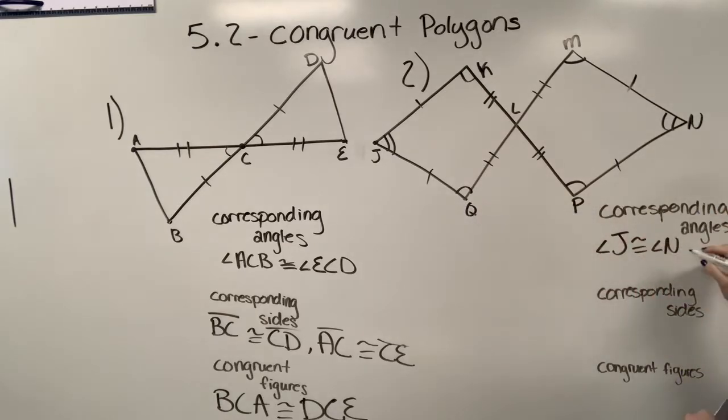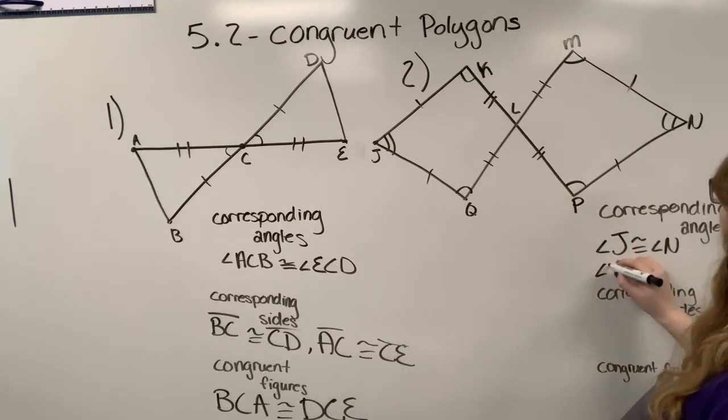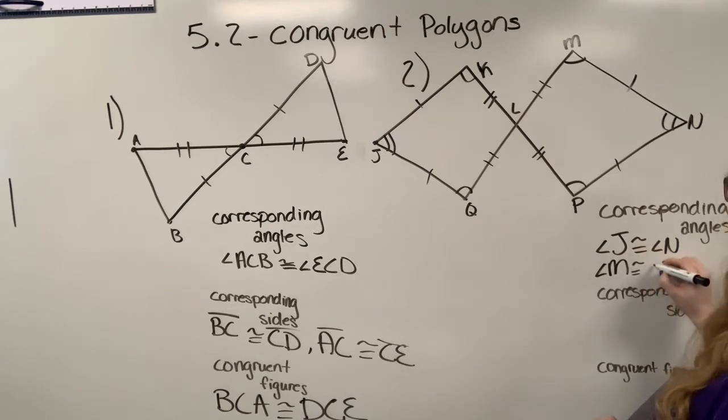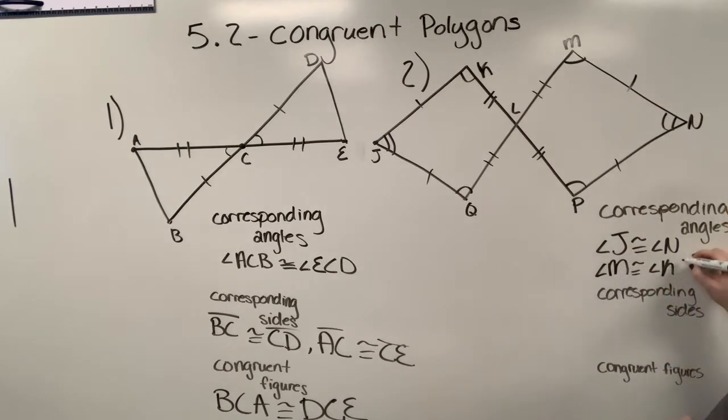So I'm going to write those down as well. So angle M is congruent to angle K, and that angle Q is congruent to angle P.